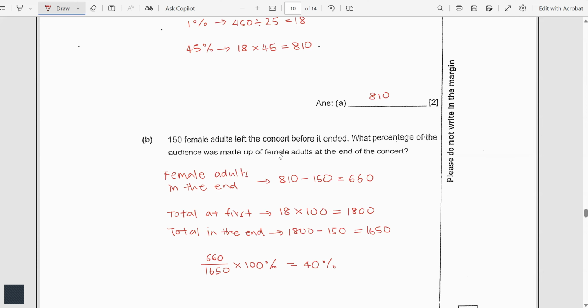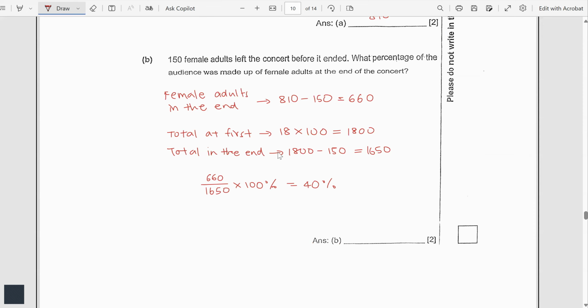So that's the answer. A common error for this question is that students may forget that the total in the end would change and they end up using 660 over 1800 instead. Remember, the number of female adults changes, so that will actually change the total in the end as well.